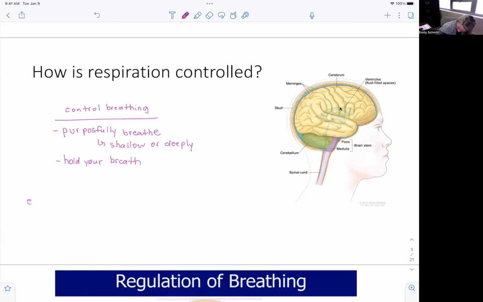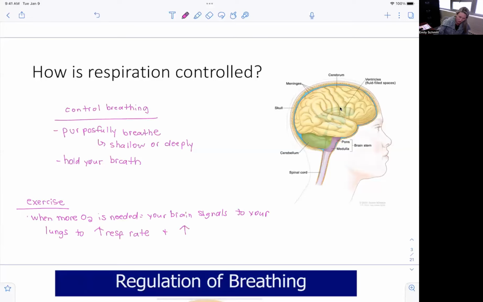Now, whenever you exercise, when more oxygen is needed, your brain signals to your lungs to increase your respiratory rate, as well as increasing the volume of air. So you're going to end up breathing deeper.